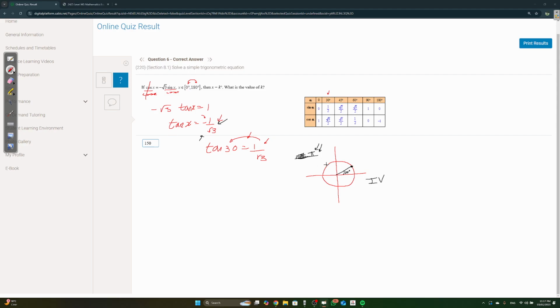where do you go? You either go here, or you go here. Obviously, we're going to go here because we're going between 0 and 180. What angle is it going to be? This is very easy, you can memorize this. It's just going to be 180 minus alpha. So it's going to be 150, 180 minus 30.